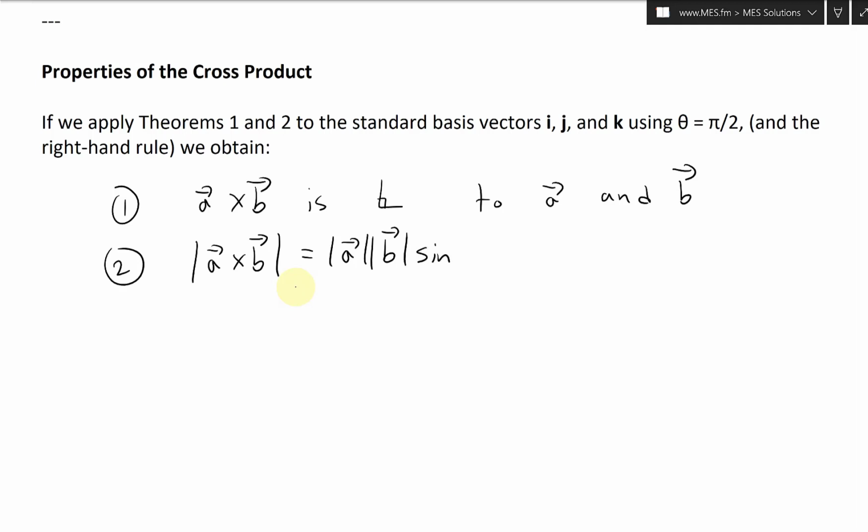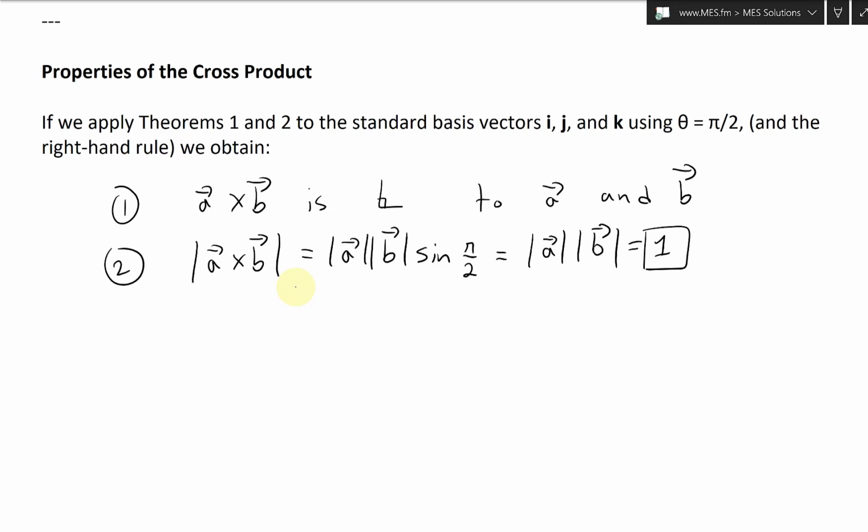In this case, we're going to be dealing with pi over 2, or 90 degrees, because basis vectors are all separated by 90 degrees. And the sine of pi over 2 is just equal to 1. So this just equals the length of A cross B. And this is all 1, because the standard basis vectors i, j, k all have length 1. So 1 times 1 times 1 equals 1.